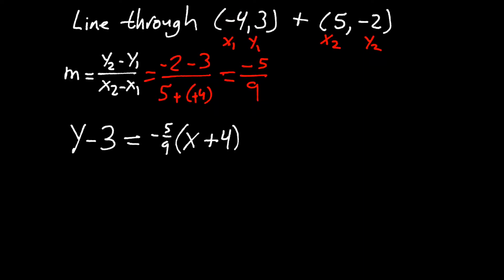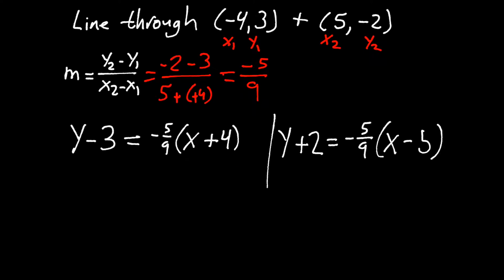Or if I were to use the second coordinate I'm given, I would have y plus 2 because of the -2 here. Subtracting a negative gives us a positive. So y plus 2 equals -5/9 times x minus 5.